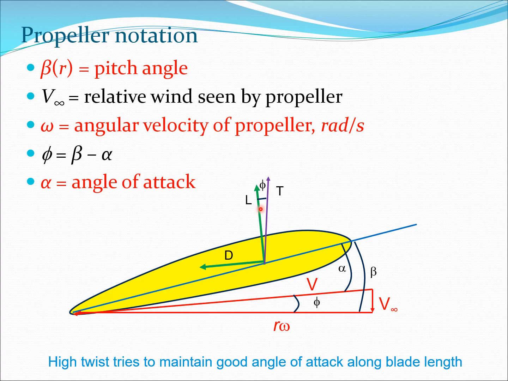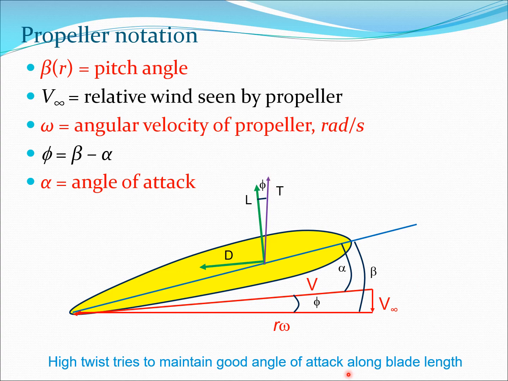There is an angle phi between the lift and the thrust, because the thrust, remember, this vertical direction corresponds to the forward direction of the propeller. So the v infinity velocity is coming like this, so your aircraft is flying in this direction, so thrust has to be generated in this direction.